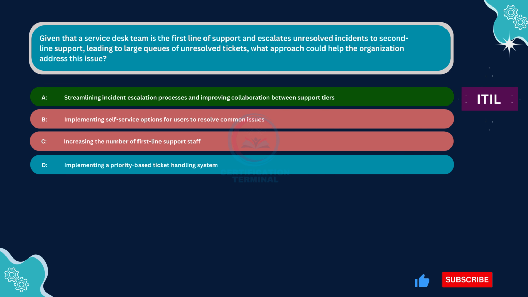Increasing the number of first-line support staff might help in handling more tickets initially and potentially reduce the number of tickets that are escalated to second-line support. However, it does not address the fundamental issue of the large backlog in the second-line support queue. If the second-line support processes are inefficient or if there are unresolved systemic issues, adding more first-line staff alone will not resolve the backlog. Option D is incorrect.